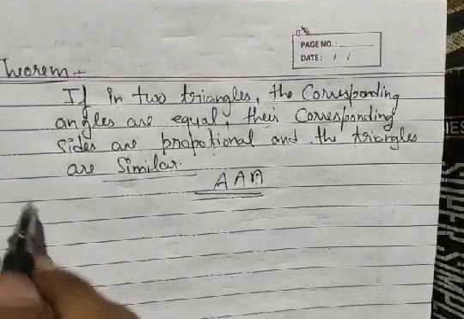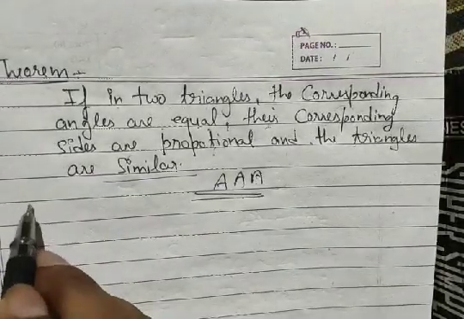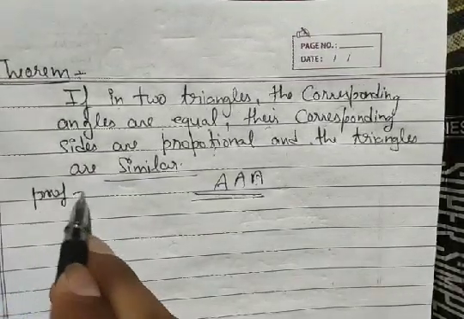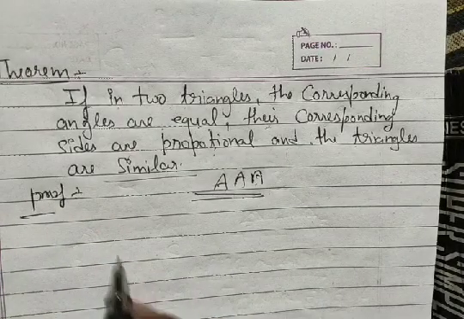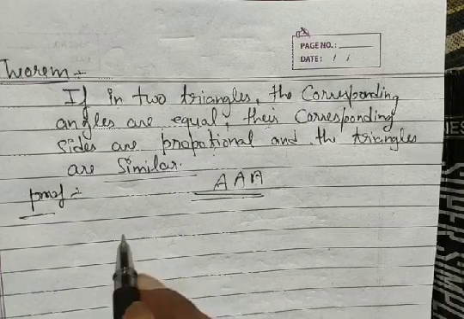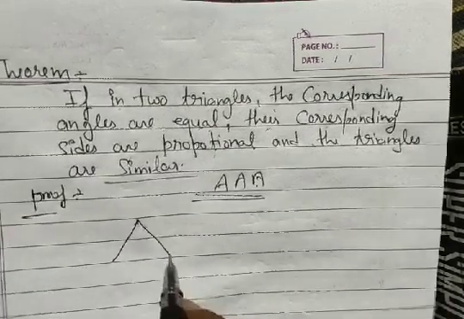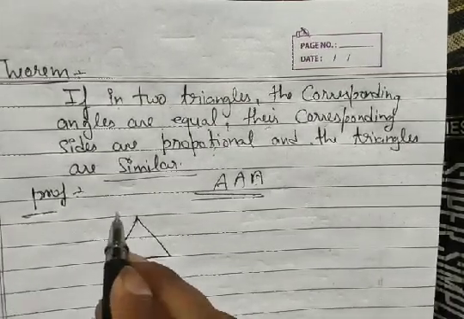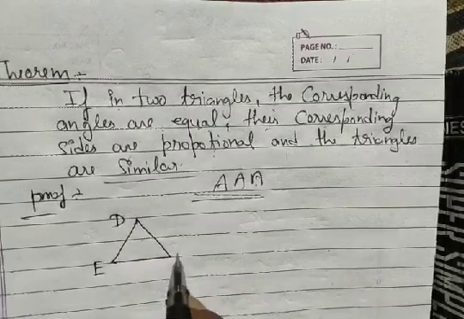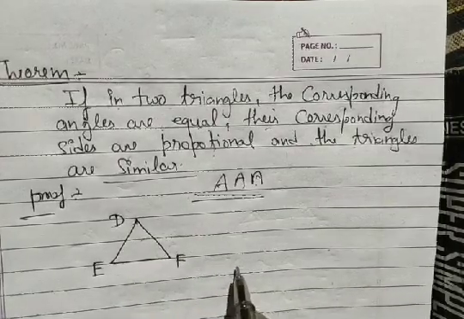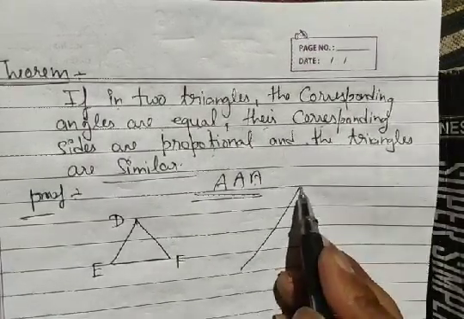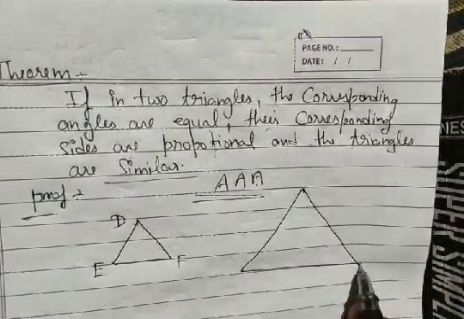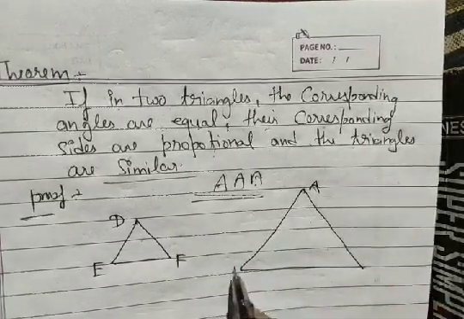Now we are going to the proving part. To prove this statement, just suppose we have two triangles. We have taken triangle DEF, and take the other triangle ABC.